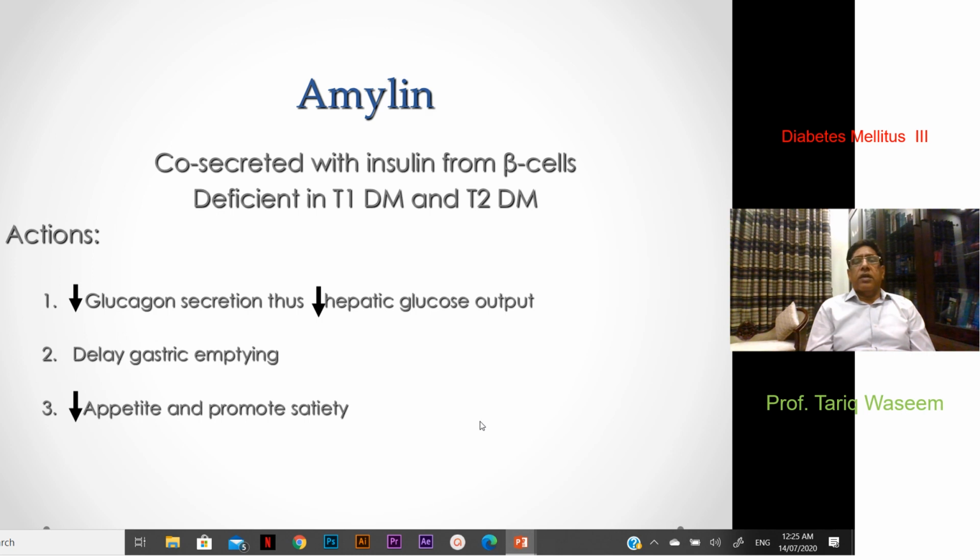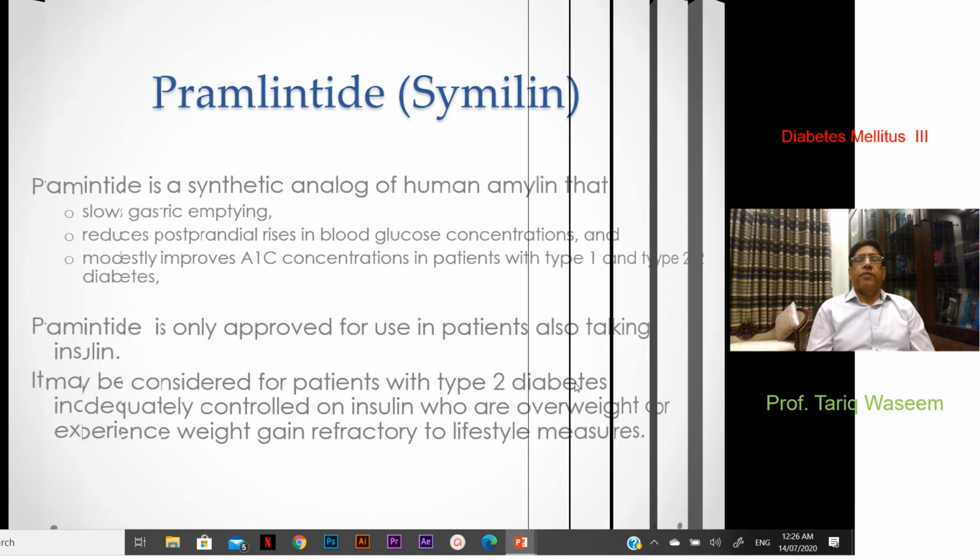Amylin is another agent which is secreted from the beta cells of the pancreas along with insulin, and its effect is that it leads to decreased glucagon secretion and thus decreased hepatic glucose output, and also delayed gastric emptying, and promotes satiety. So amylin is another agent which is still not available over here in Pakistan, but can be used in combination with metformin and other agents for achieving good glycemic control.